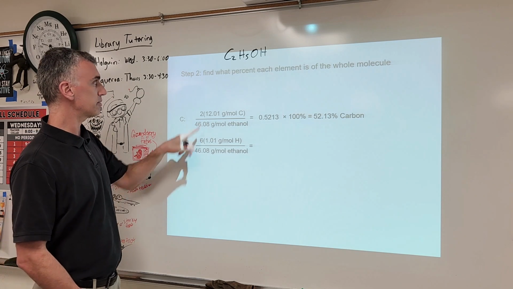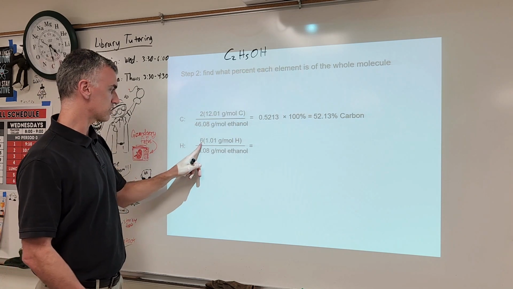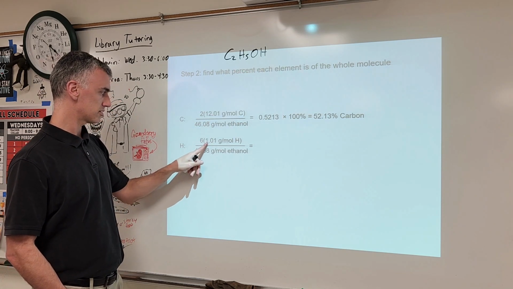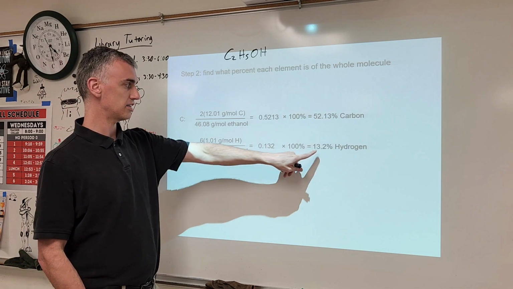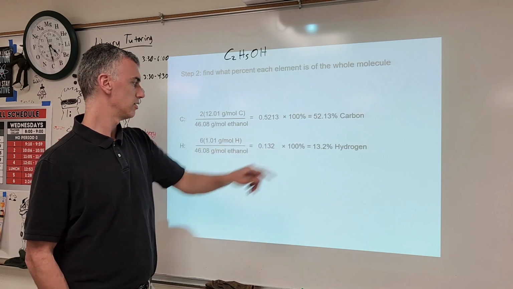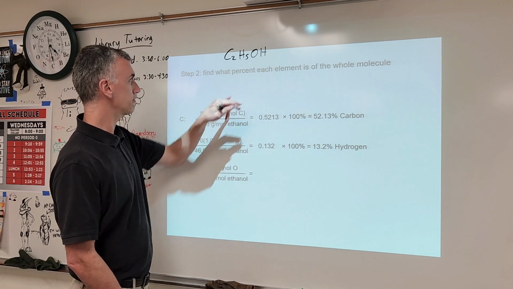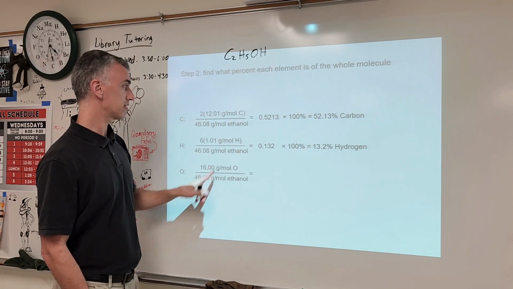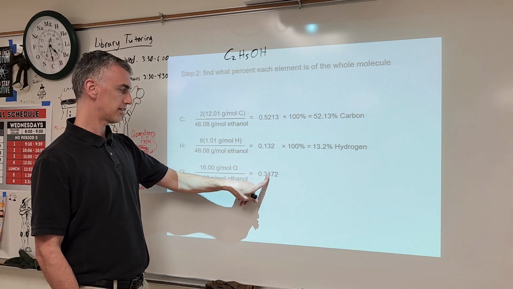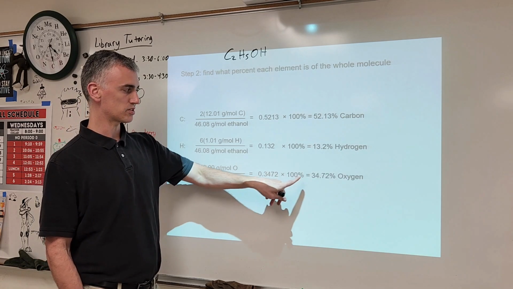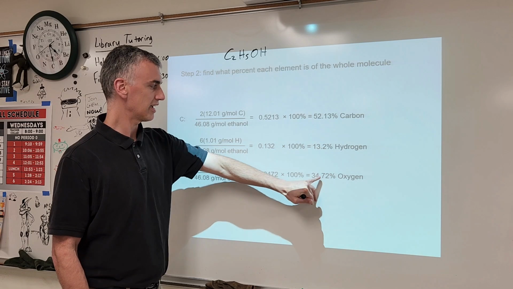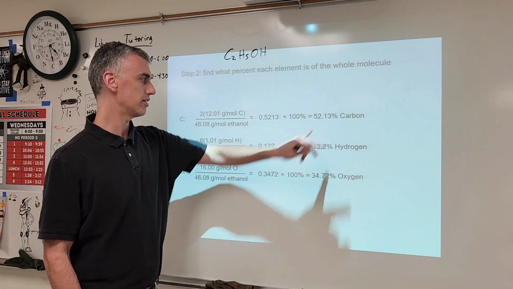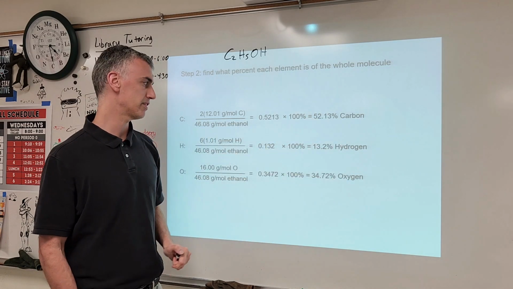For hydrogen, we do the same thing. Notice there are 6 of them, so that's why we have 6 hydrogens divided by the total molar mass, which gives that number, times 100% equals that percentage. And then we do the same thing for the 1 oxygen divided by the total molar mass, which gives that decimal, which you multiply by 100% to get that percentage right there, because this is your number and percent is the unit, and then there's the chemical identity that you need to have on everything as well.